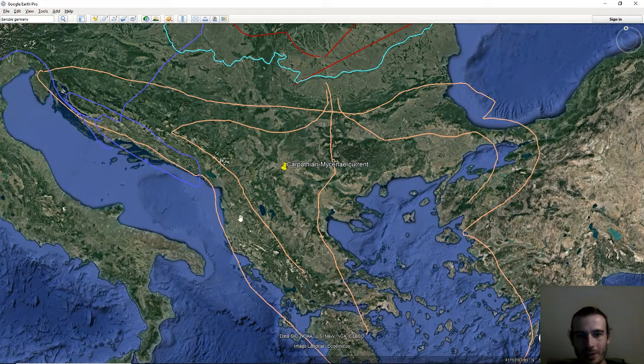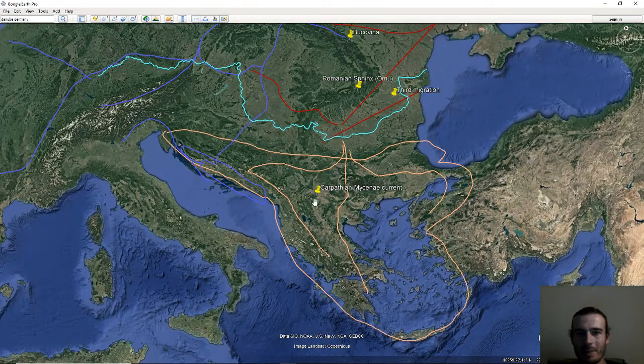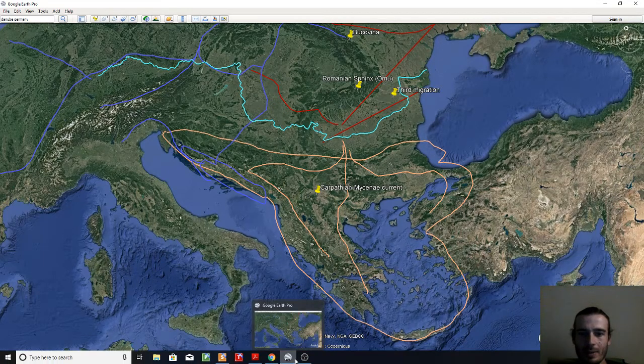This light pinkish color, I don't even know what to call it, represents the volcanic area, and it's also titled the Carpathian Mycenaean Current because they came from the Carpathians all the way south to this area. What's next?